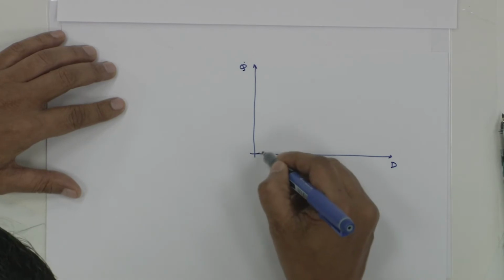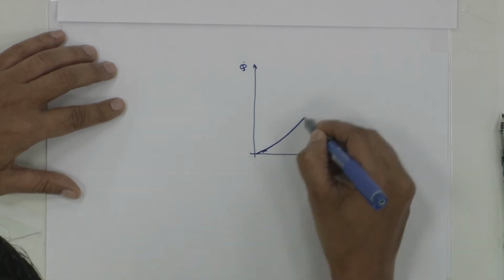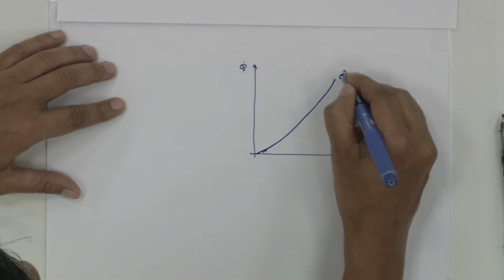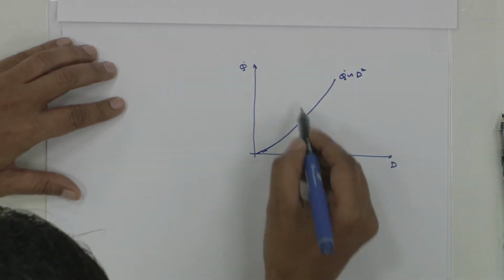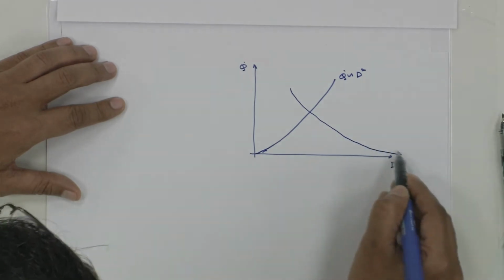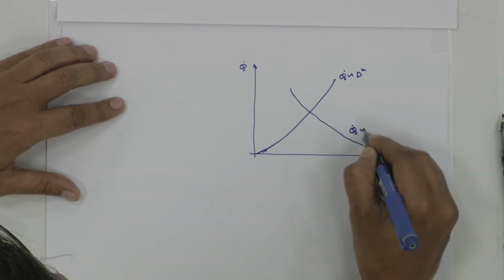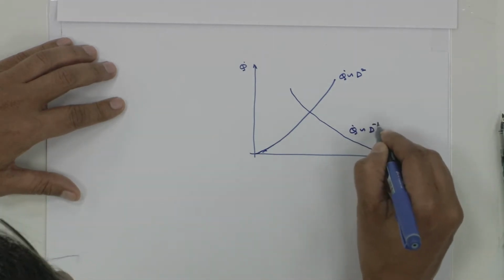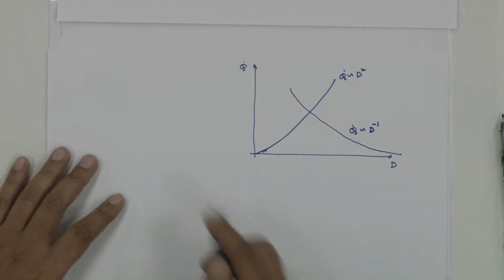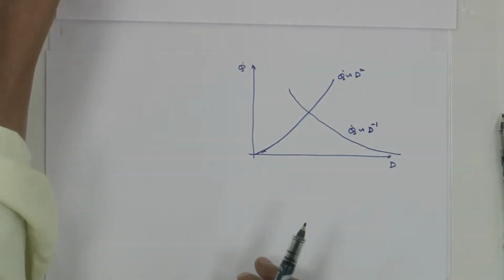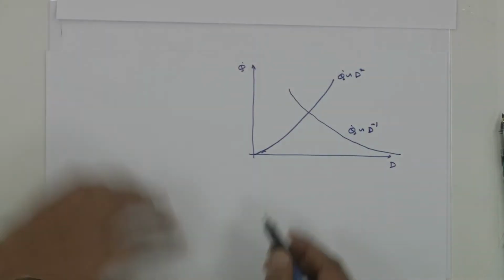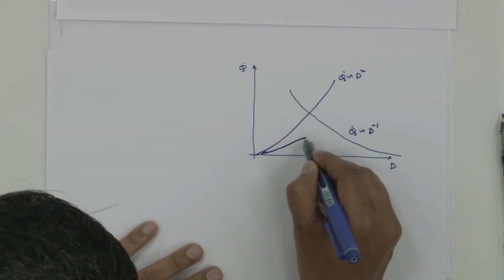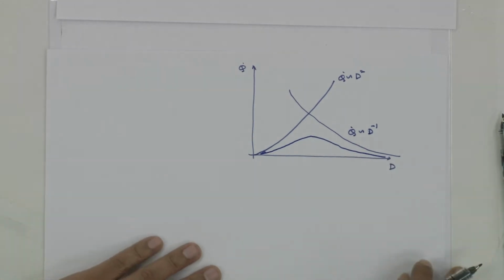So Q dot A, this is Q dot proportional to D squared, that is one limit. Another one is Q dot of the order of D to the power of minus 1 for large spacing. This is what we got just now, Q dot proportional to D to the power of minus 1. But actually if you really solve, you will get a solution somewhere like this.